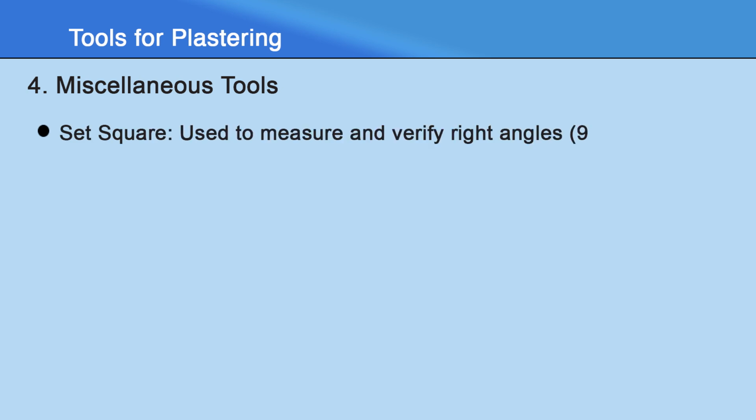Then, the miscellaneous tools. Construction projects require a variety of tools for precise measurements, alignment, and detailed tasks. Some of the essential miscellaneous tools include set square, used to measure and verify right angles or 90 degrees, ensuring precision in corners and joints.